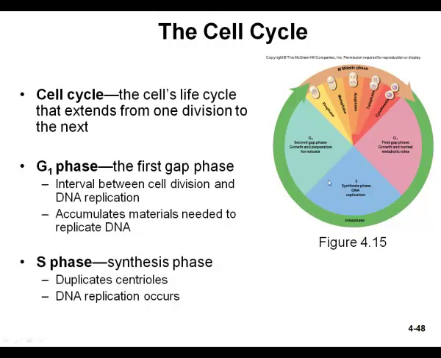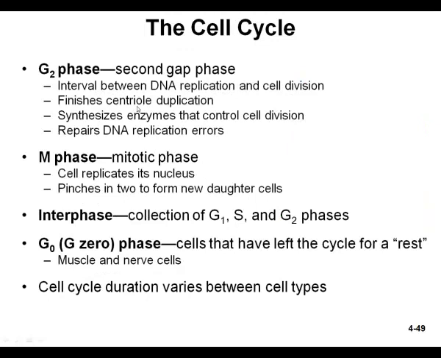In the S phase, you will start to duplicate your centrioles, and you will finish replicating your DNA. In the G2 phase, which is the second gap phase, it's an interval between the DNA replication and the cell division itself. It finishes the centriole duplication, it synthesizes the enzymes, and it repairs the DNA replication errors if there were any. And in the mitotic phase, which means cell division, or M phase, the cell will divide the nucleus and pinch it into forming two daughter cells. The interphase is a collection of the G1, S and G2 phases. We'll call that interphase.